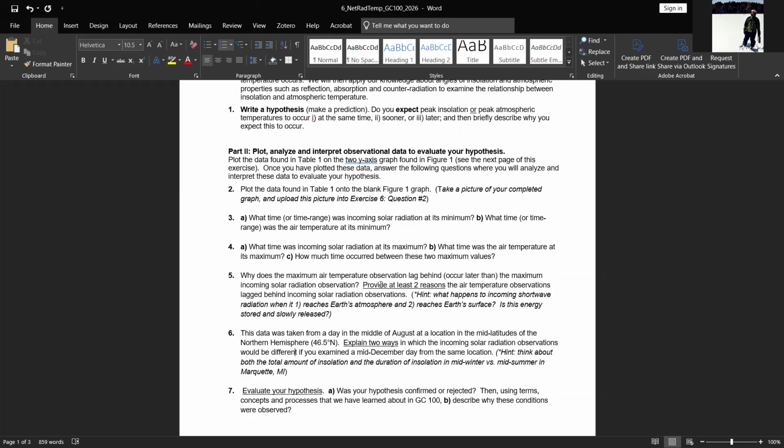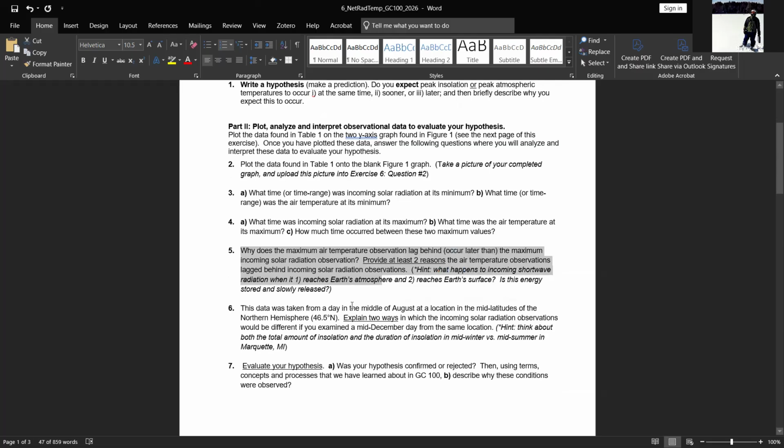And if they absorb radiation, what then happens? Is it re-emitted? And if it's re-emitted, what is it re-emitted as? Is that a sensible heat? Do we feel that? Is there a reason why there's a lag between air temperature and insulation? The hint really is to think atmosphere and think Earth's surface, and think about how they are absorbing, storing, and releasing energy, and use that to support your reasoning for why this lag occurs.